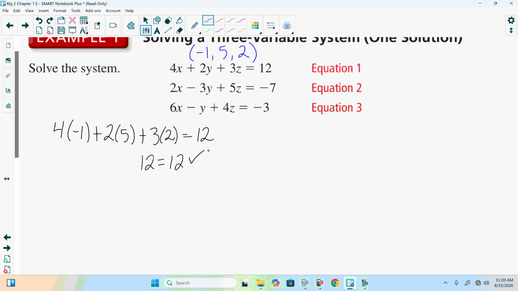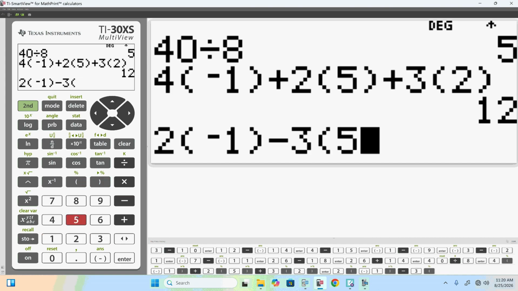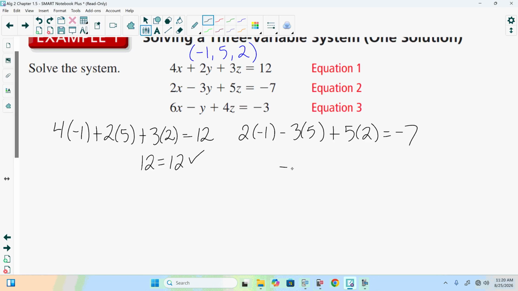We move to B, do the same thing. Now, it worked, because it did, we check the next one. We plug it in: 2 times -1 minus 3 times 5 plus 5 times 2. At this point, I'd grab the calculator. 2 times -1 minus 3 times 5 plus 5 times 2 tells me this left-hand side is -7, and it should be equal to -7. It gives me a true statement.